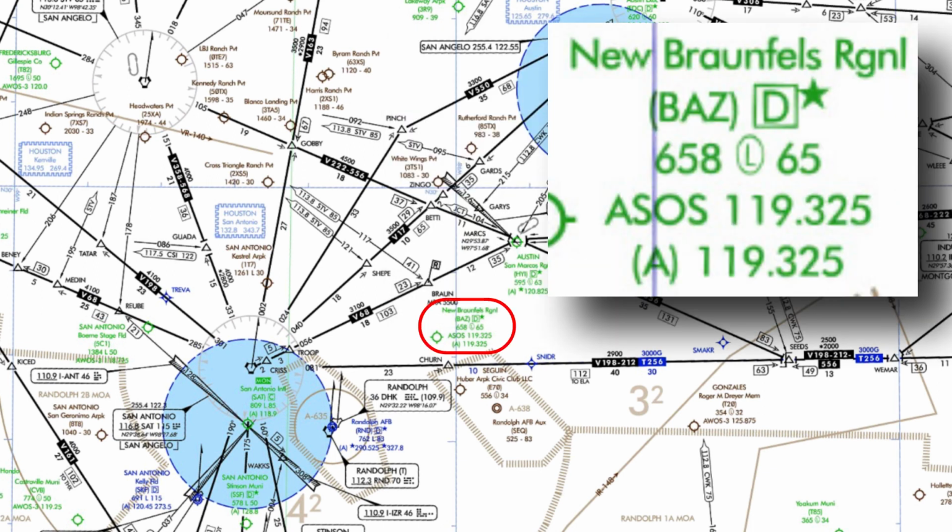Just northeast of Randolph is New Braunfels, also a Class D airport. Since the text is in green, it has instrument approaches, but they are not published in high-altitude DoD FLIP. Airports in brown text do not have instrument approach procedures.